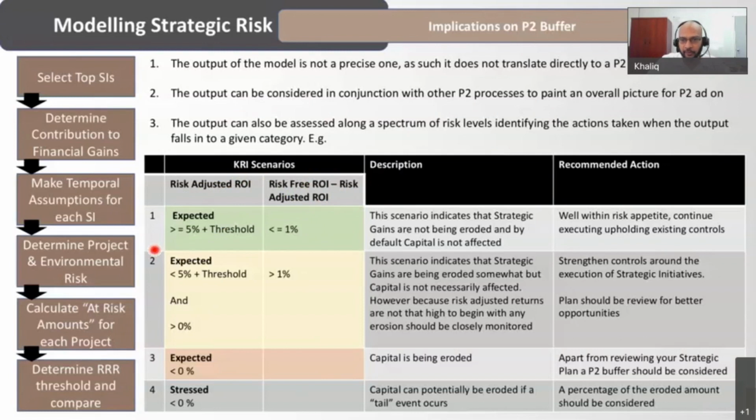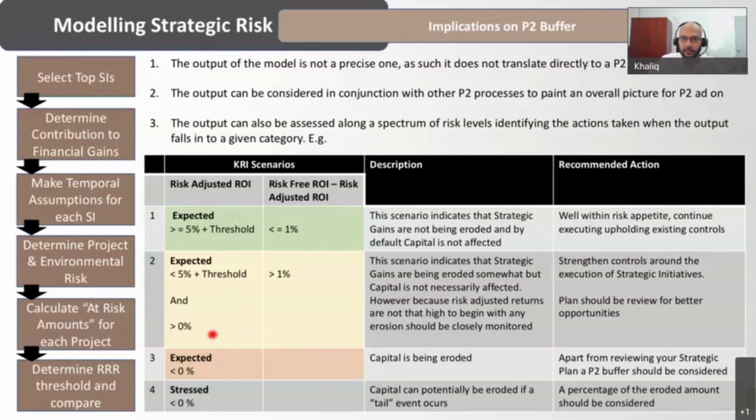So let's take a look at this first scenario. In this scenario, the risk-adjusted ROI is greater than 5% plus our threshold. So let's say our threshold was 12%, and I add another 5 to that, that's 17%. If my risk-adjusted ROI is still at 18%, and the risk taken away from my risk-free ROI is not more than 1%, then this scenario indicates that strategic gains are not being eroded, and by default, capital erosion is not expected. So a recommended action could be that you're well within risk appetite. Continue executing and upholding existing controls. That's my recommendation.